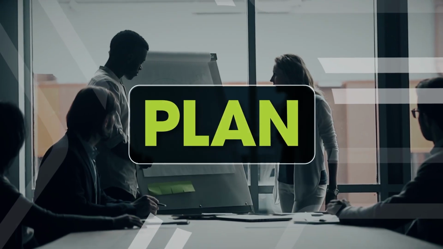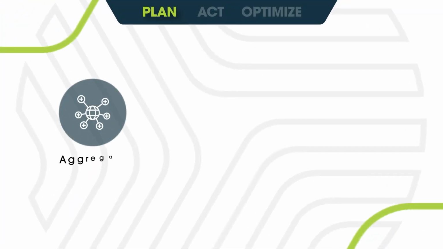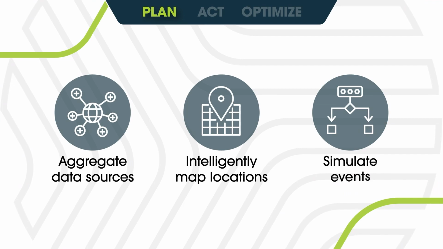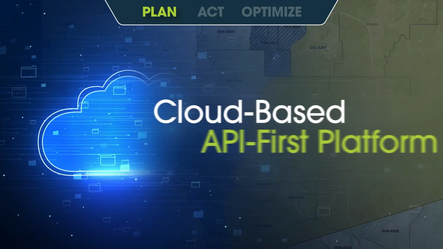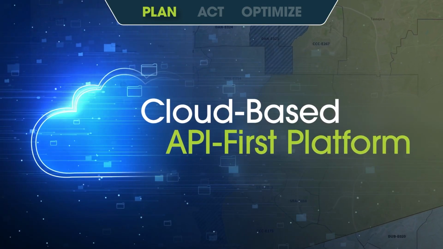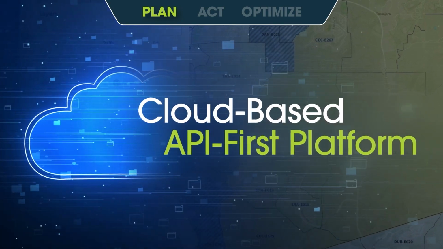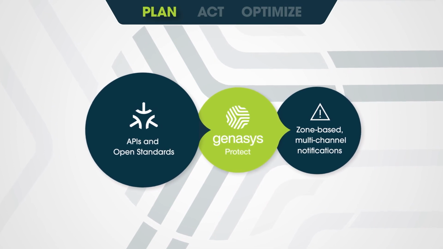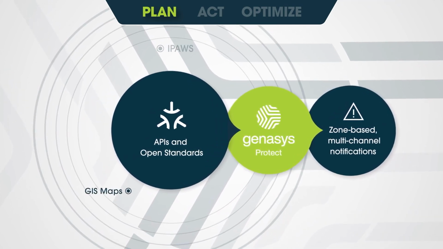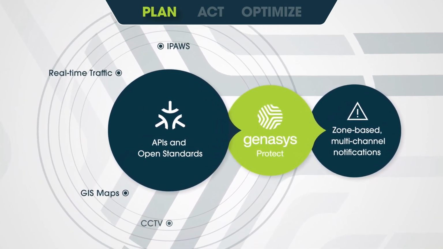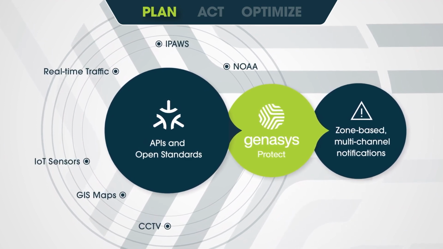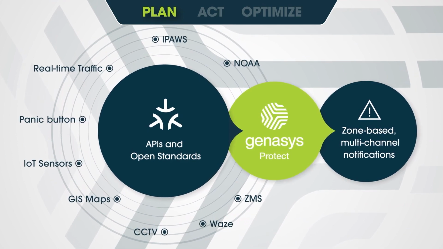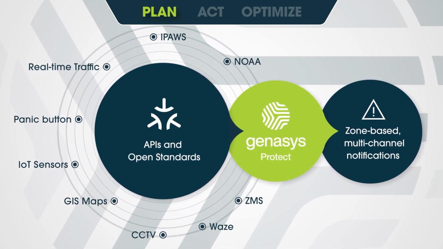Our planning tools bring preparedness to a new level, enabling you to aggregate data sources, intelligently map locations, and simulate events before they happen. Our API-first architecture supports unmatched visibility into the areas, people, and assets you are protecting by incorporating real-time authoritative and custom data feeds. GIS maps, IPAWS, live traffic, CCTV, NOAA, IoT sensors, and more help provide complete situational awareness of your people, critical assets, and systems and infrastructure.